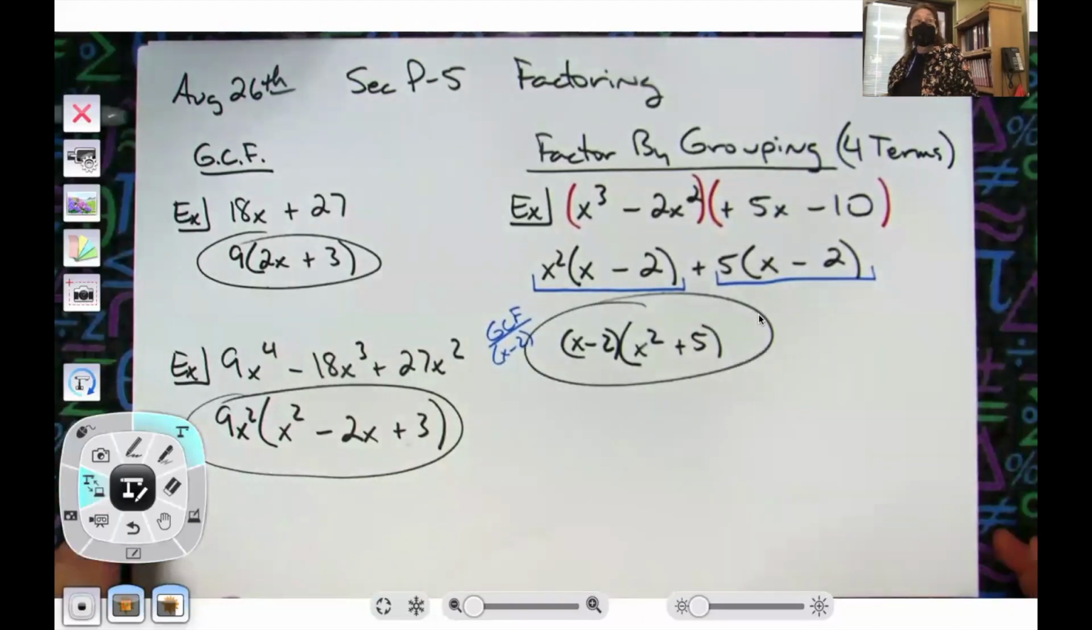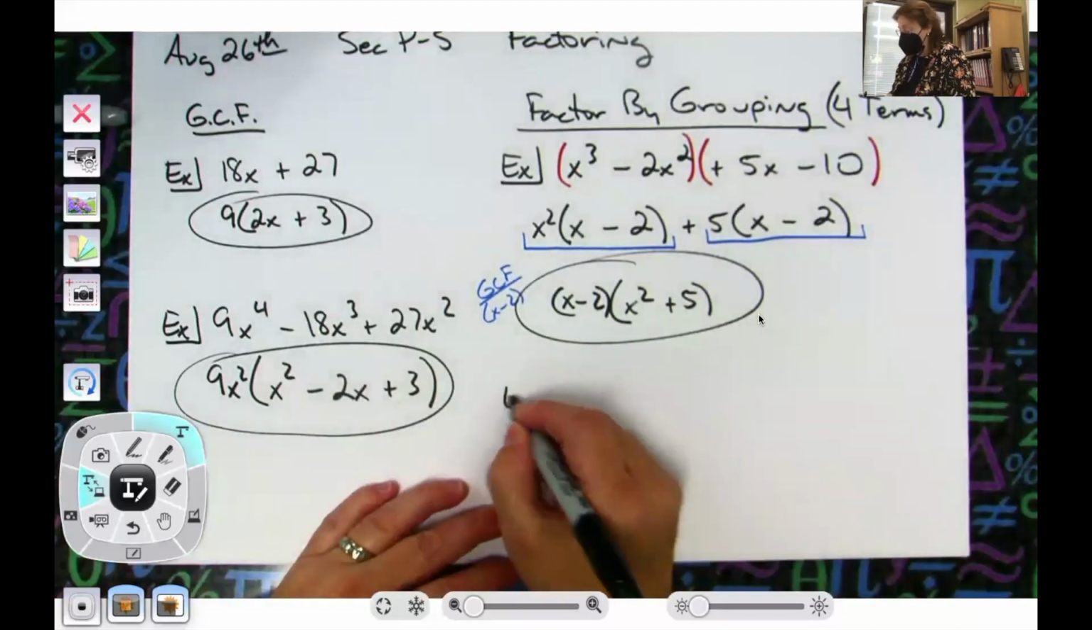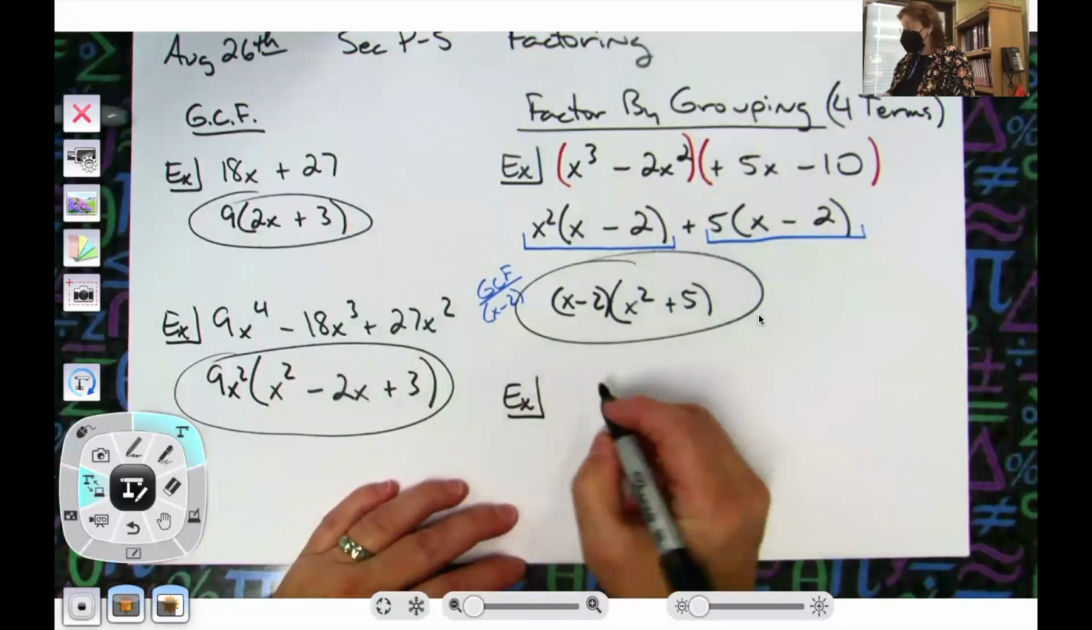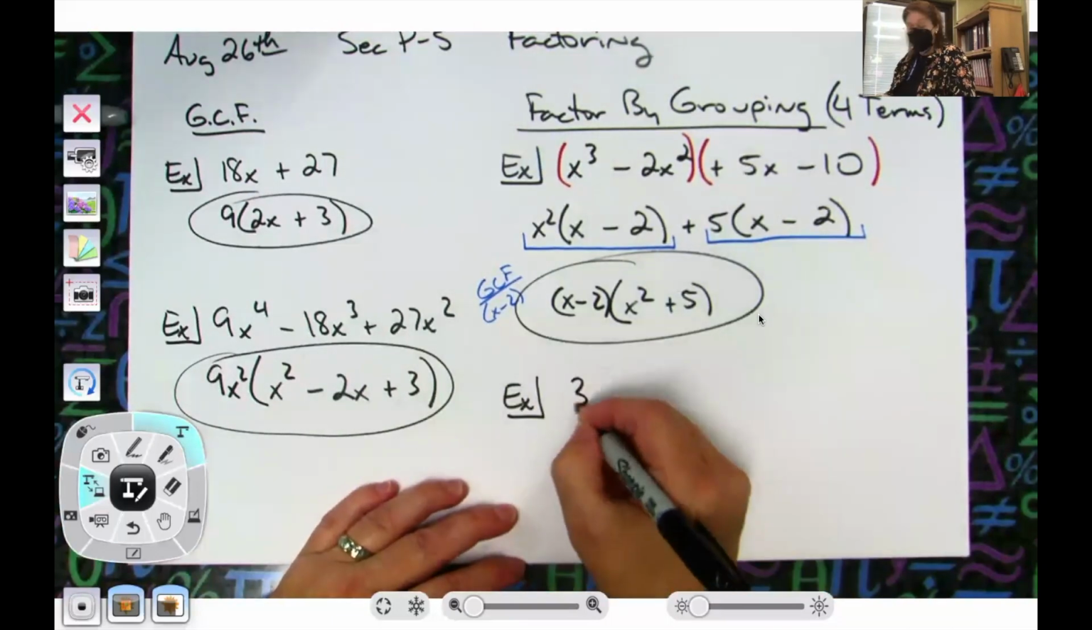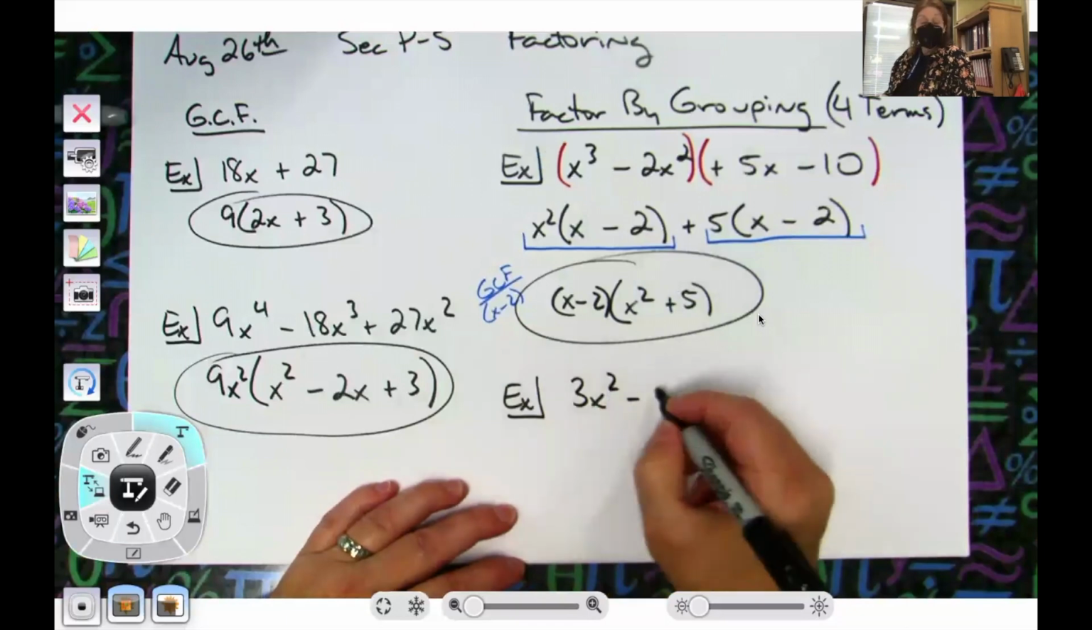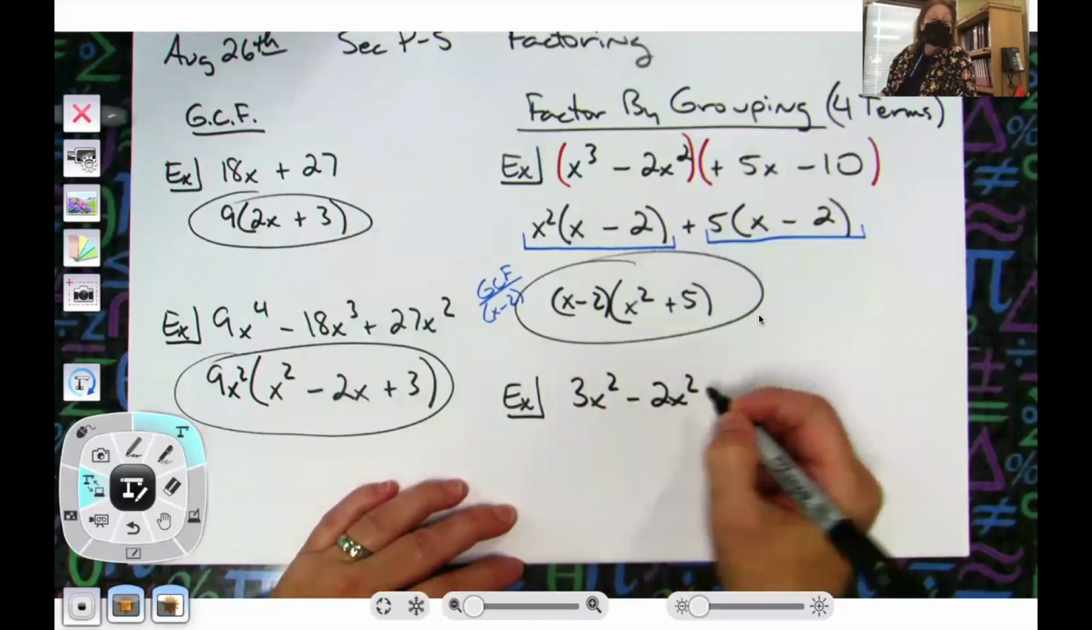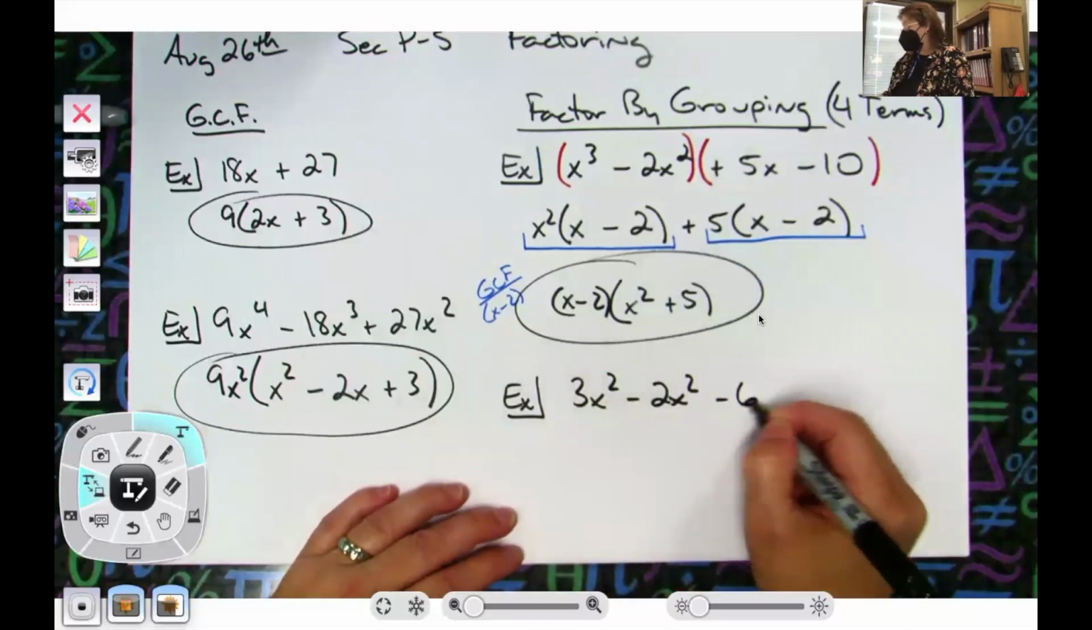Okay, let's do another one. Let's do one with a minus sign in the middle. Like let's do a 3x squared minus a 2x squared minus a 6x.